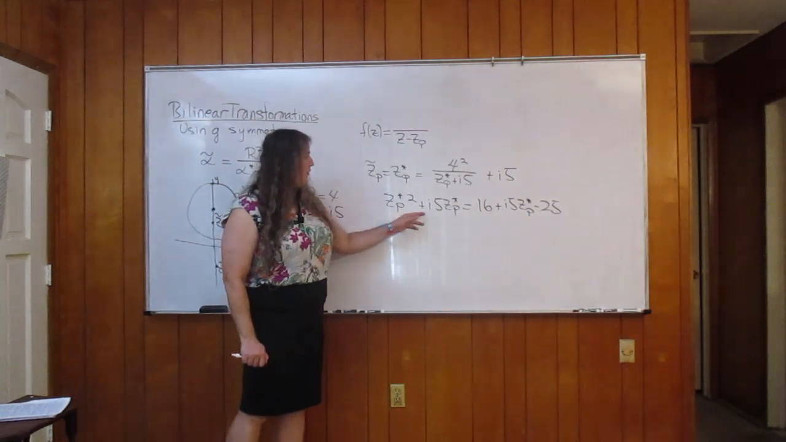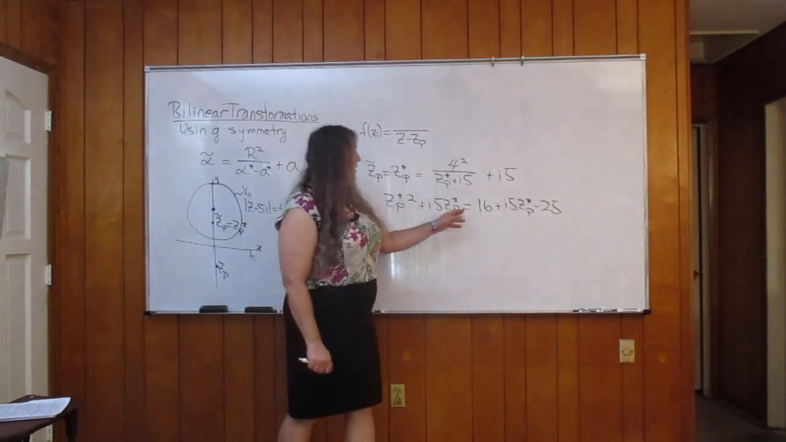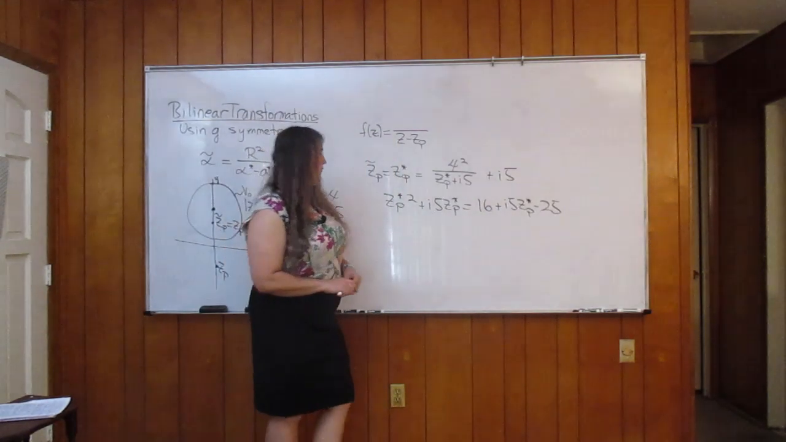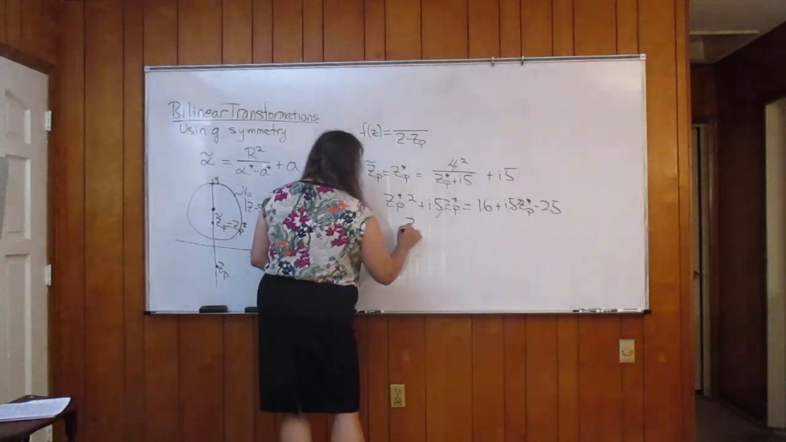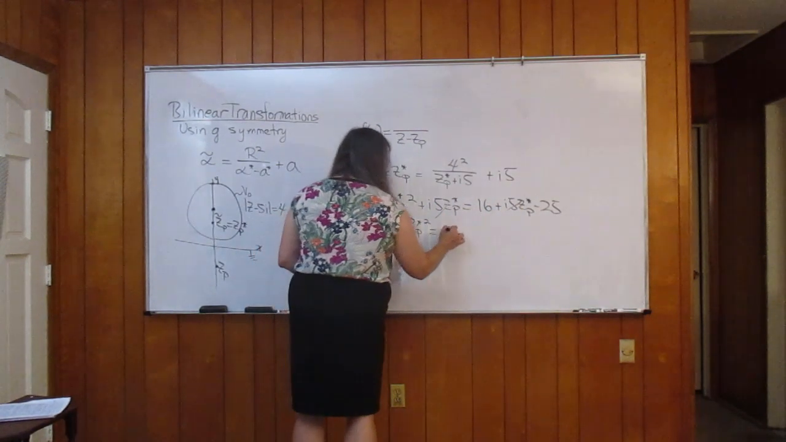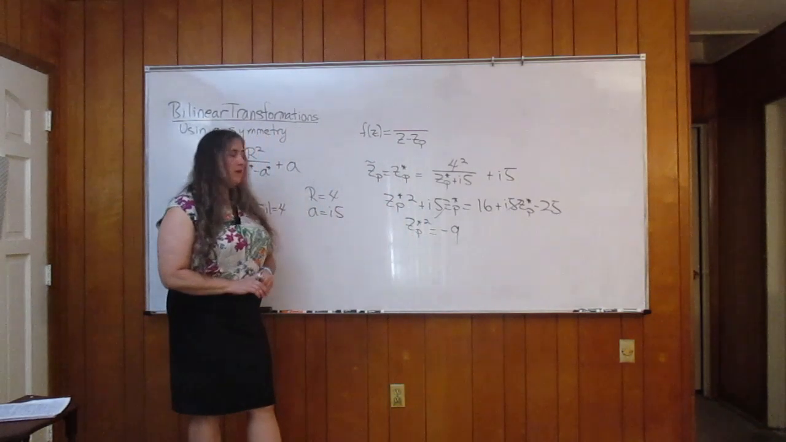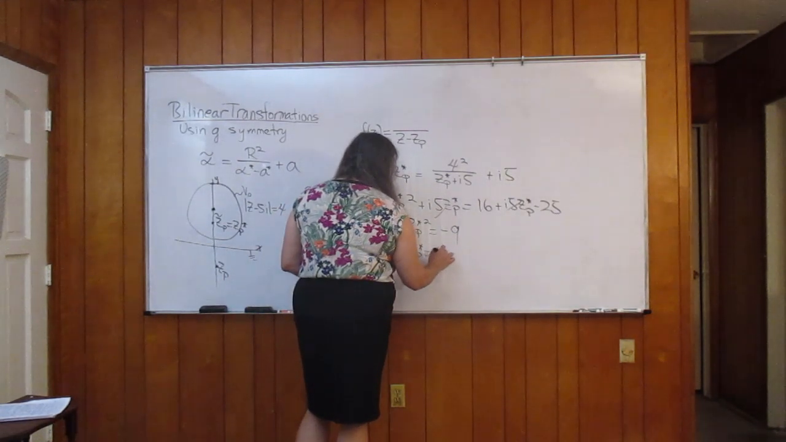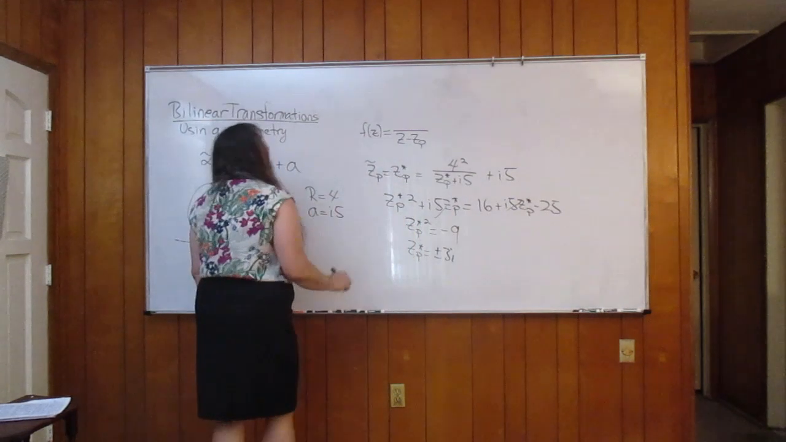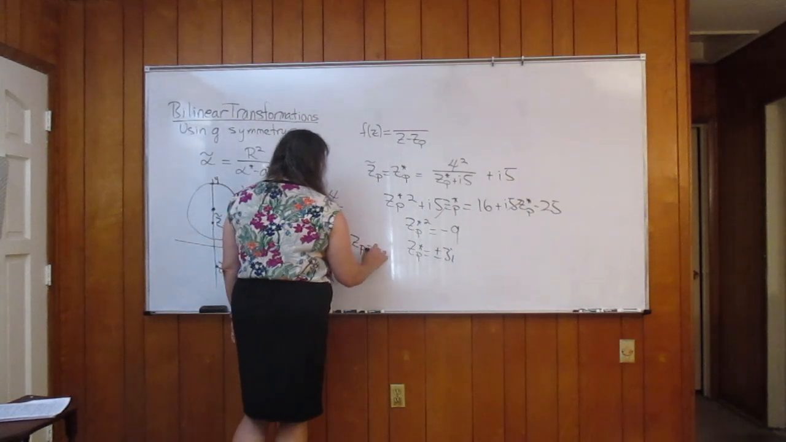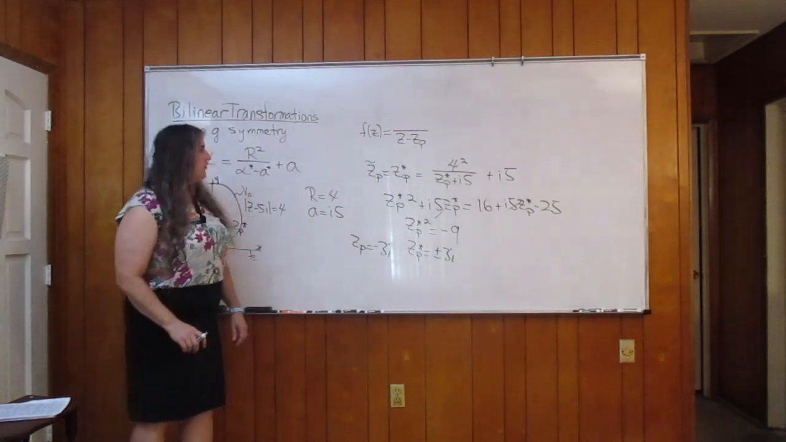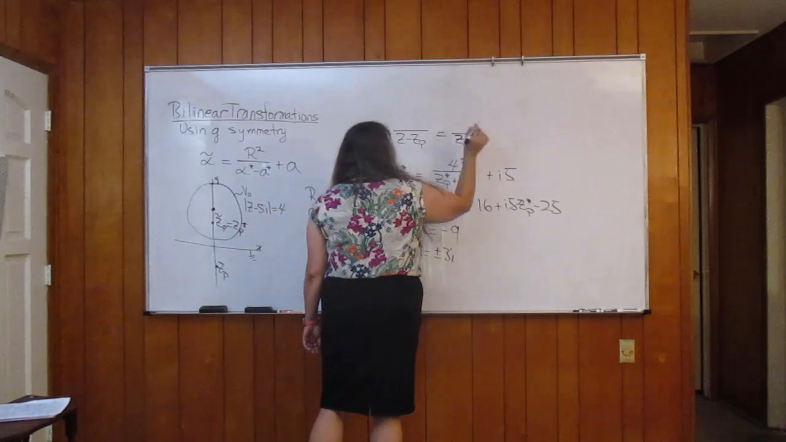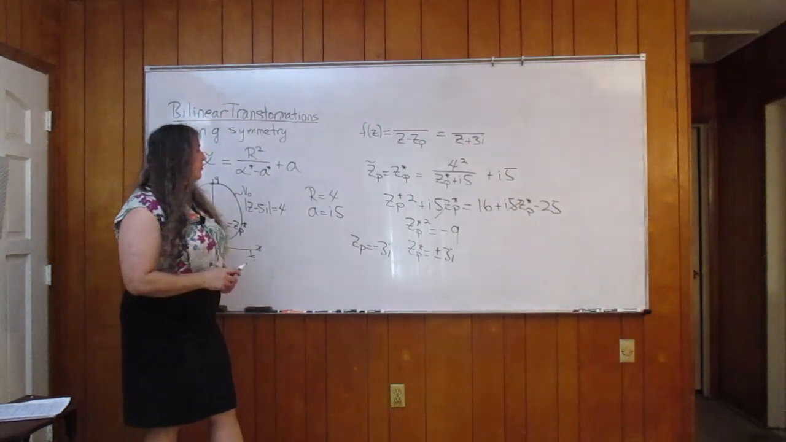Conjugate of Zp squared plus 5i times complex conjugate of Zp is equal to 16 plus 5i times complex conjugate of Zp minus 25. So these terms cancel out and you're left with the complex conjugate of Zp squared is equal to minus 9, or Zp complex conjugate is equal to plus or minus 3i. So therefore, the pole we choose to be at minus 3i. And that's how you get the denominator for this transformation.